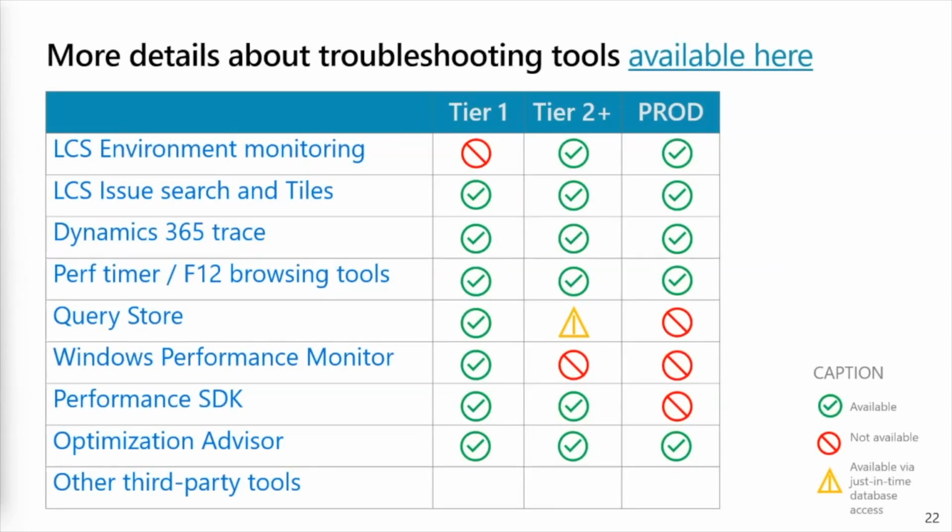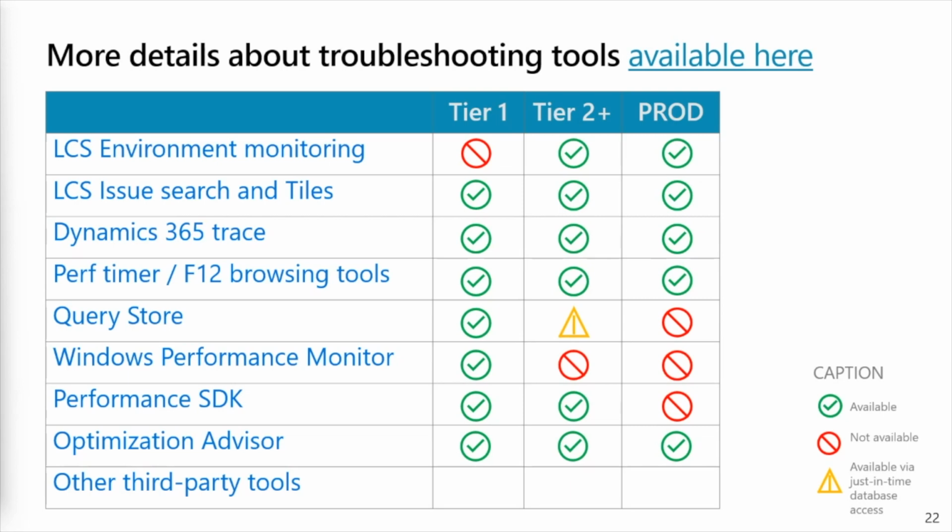Let's now take a look at the tools available for troubleshooting and where they can be used. More details you can also find in the TechTalk link in the upper right corner. Tier 2 Plus environments is the sandbox that we initially use for testing. As mentioned in the first TechTalk of this series, volume performance testing should be executed on Tier 4 or Tier 5 environments. We focus on exceptions. LCS monitoring is not available for Tier 1 since the telemetry is not collected for this type of environment.